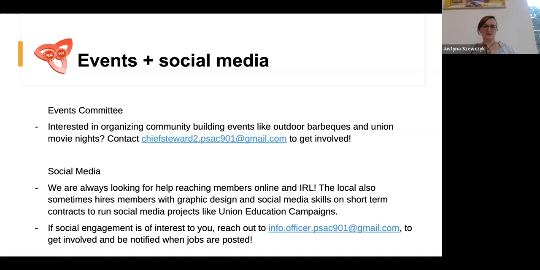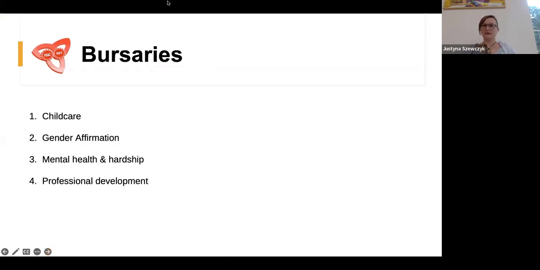And this is something I'm mentioning in passing, but on a regular basis within the union we have short-term contracts for different research, or for example to run social media projects. Those contracts are employment contracts, and they are paid at the same rate per hour as your TA contract. So this is an opportunity to get involved with the union in a different capacity than volunteering in the committees.